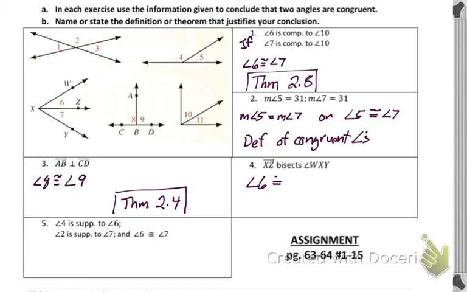Angle 6 is congruent to angle 7. And I'm going to tell you right now, this is a boring one. So who thinks they know why? Yeah, Hannah.